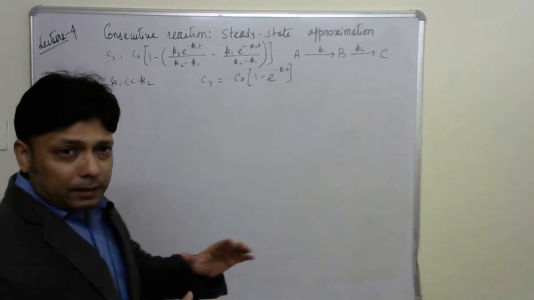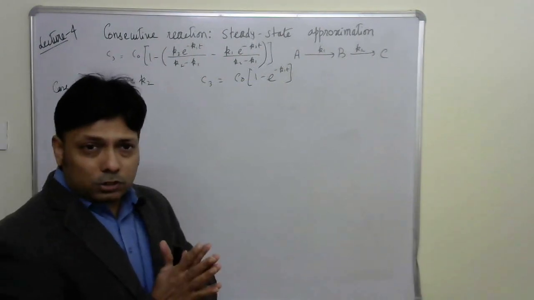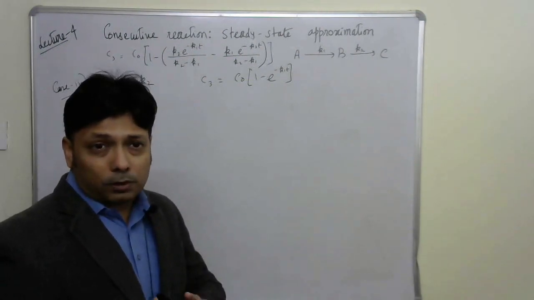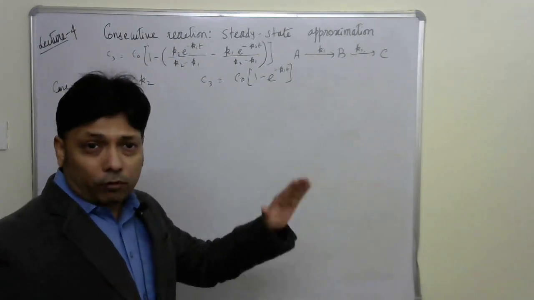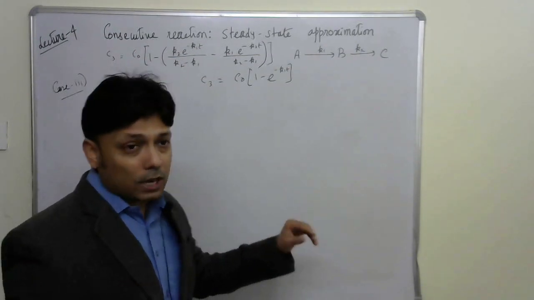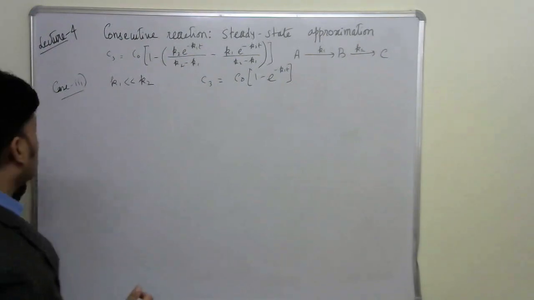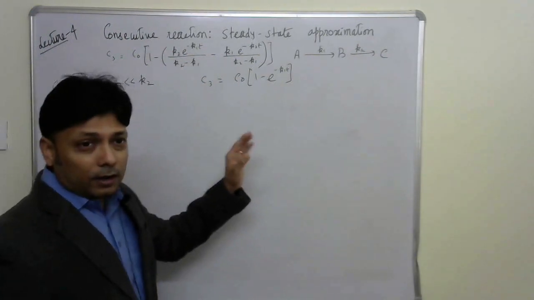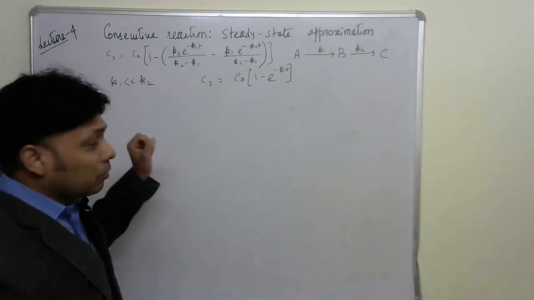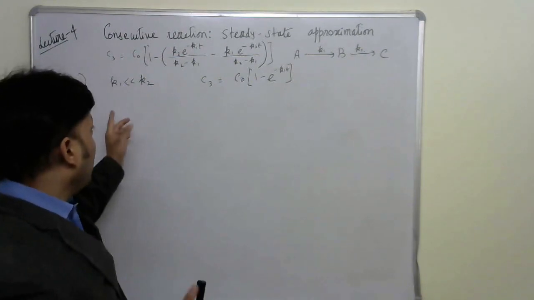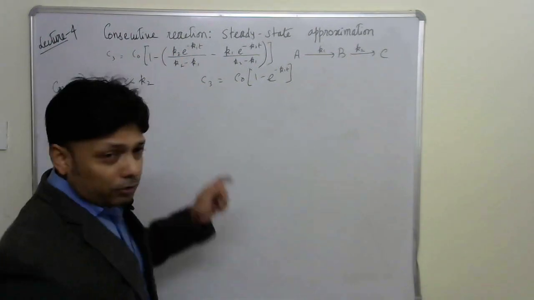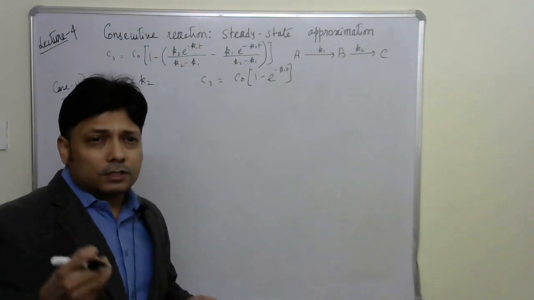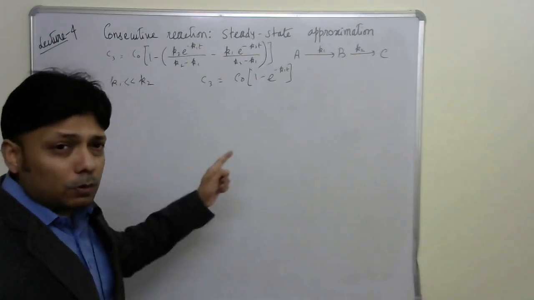And then I explained that there are 3 different scenarios possible: K1 and K2 are comparable, and K1 is much greater than K2. Those 2 scenarios we have already discussed in terms of graph plots. In this case we are going to discuss case number 3 where K1 is much greater than K2. I told you that this scenario would lead us to a very special and interesting scenario, so we will take a look at that.